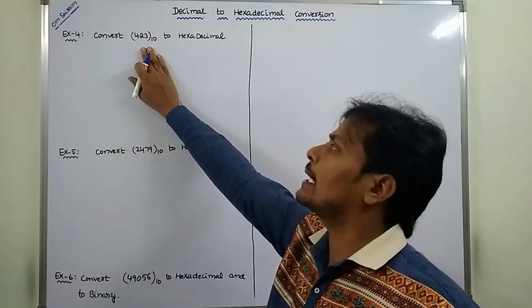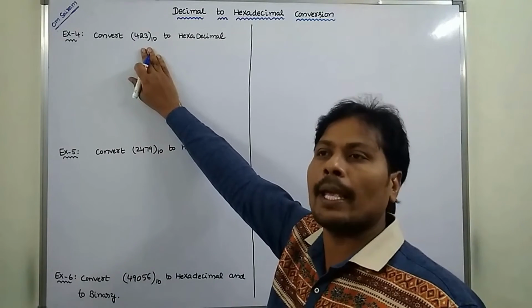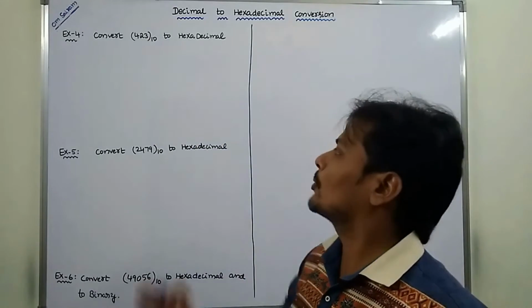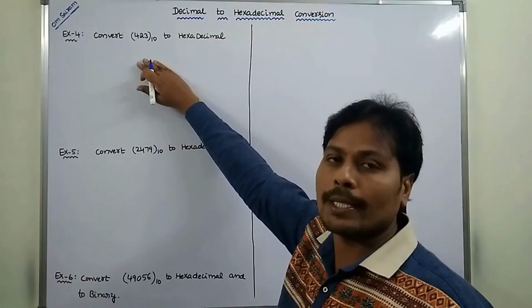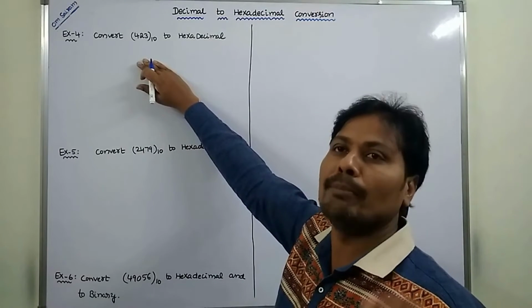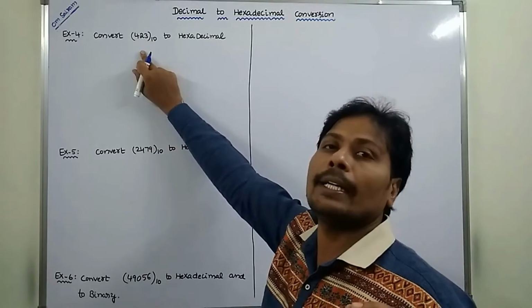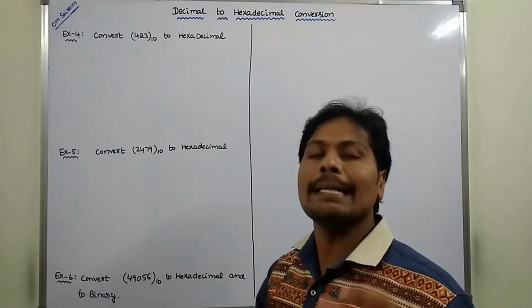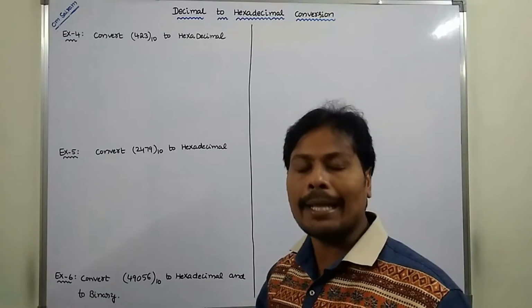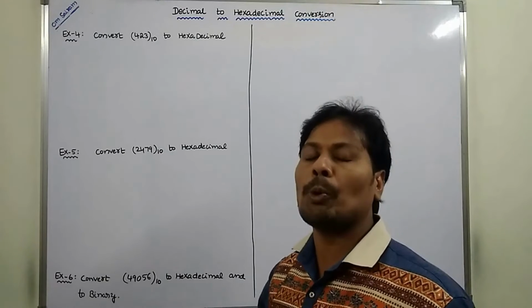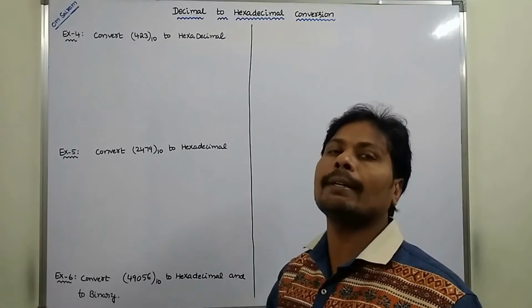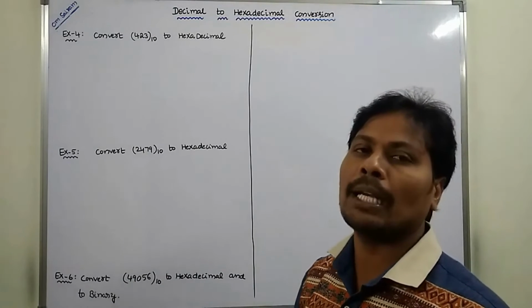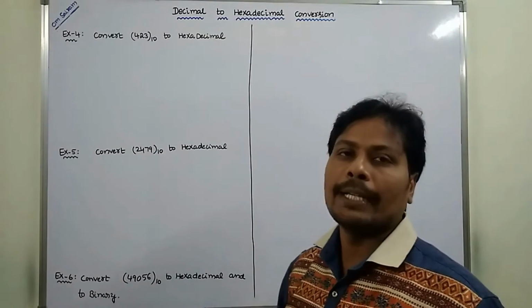Here, the given decimal number is a decimal integer number. There is no fraction part. So for that one, we have to use the successive division by 16 method. In this method, we have to divide the given decimal number successively by 16 until the quotient is 0. Once the quotient 0 is obtained, we have to read the remainders from bottom to top. That gives the equivalent hexadecimal number for the given decimal number.